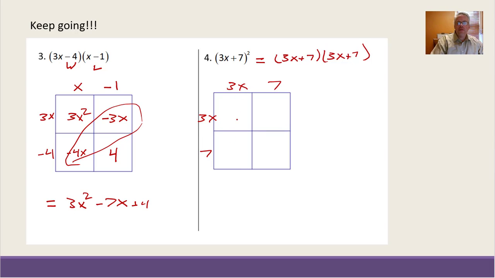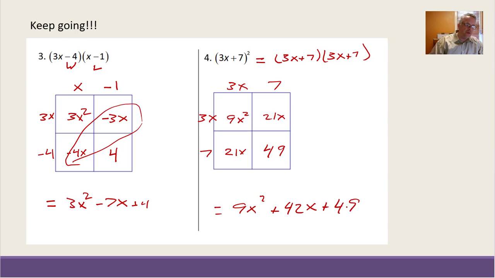Okay, so 3x times 3x is 9x squared. 3x times 7 is 21x. 7 times 3x is 21x also. And 7 times 7 is 49. Put it all together, combine like terms. We get 9x squared plus 42x plus 49.